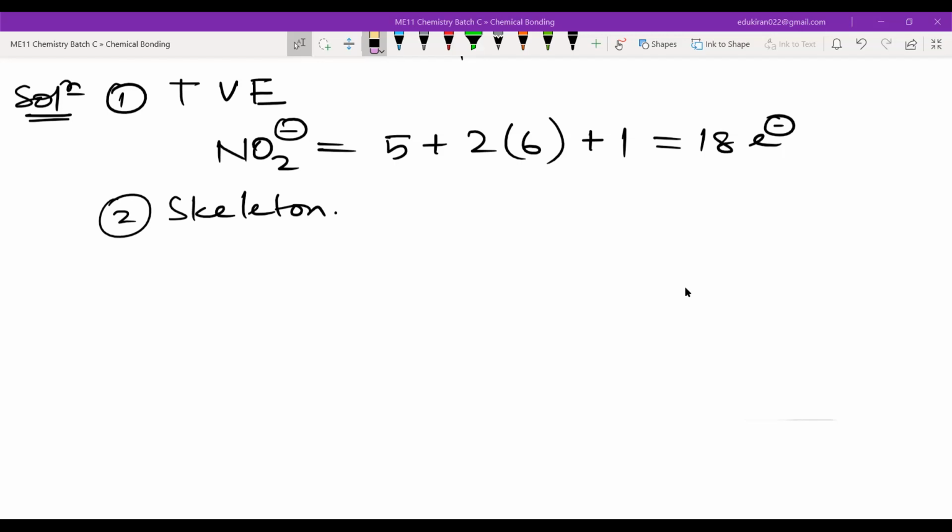So tell me, how many electrons do you have? 14 electrons to distribute. Yes or no? Yes, sir. Okay. Now please listen and tell me. You have drawn the skeleton. Yes, sir. Nitrogen with one bond with oxygen, one other bond with oxygen. Yes or no? Yes, sir. Okay. Now how many remaining electrons do you have? 14. 14 remaining. Yes, sir. Wait. Okay.